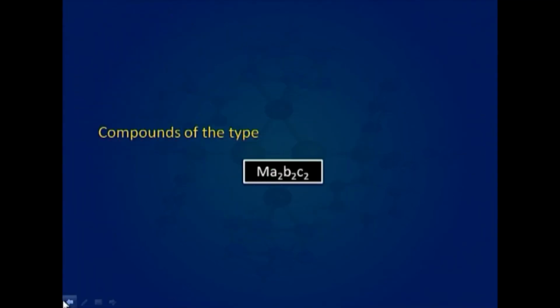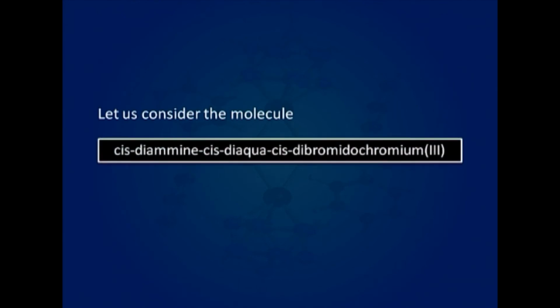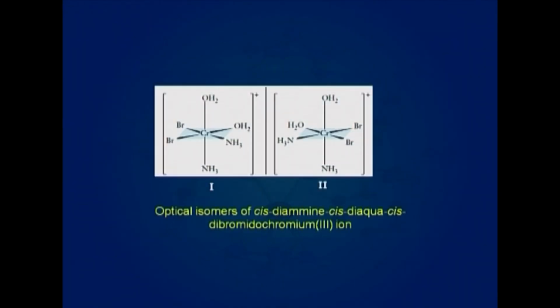Let us examine the compounds of the type MA2B2C2, where M is the metal ion and A, B and C are 3 monodentate ligands. An example of this type of compound is cis-diammine, cis-diaqua, cis-dibromido chromium(III). The cis geometrical isomer exists in 2 forms that bear the same relationship to each other as left and right hands. They are non-superimposable mirror images of each other and are called optical isomers or enantiomers.